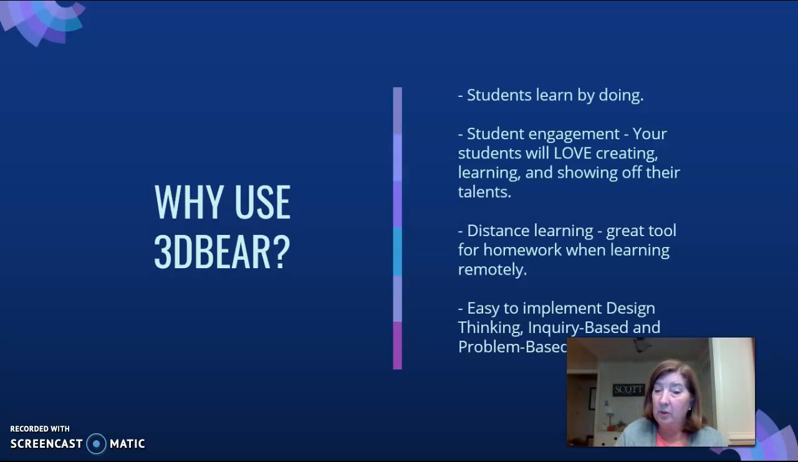Another reason we should use it is for distance learning. It's a great tool for homework if students have to learn remotely. It's also easy to implement the design thinking, inquiry-based, and problem-based learning. All of those things that 21st century learners want, 21st century learners should have at their disposal.